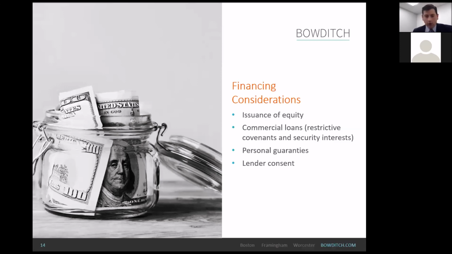Commercial loans are great if you can get them, but they are difficult. You do need to have assets to put up as collateral in order to obtain a loan from a bank. You certainly want to be wary of personal guarantees if you're entering into a commercial loan or signing a lease, because it does help circumvent all the hard work you did of creating these entities. It gives a landlord or a bank recourse against your personal assets.